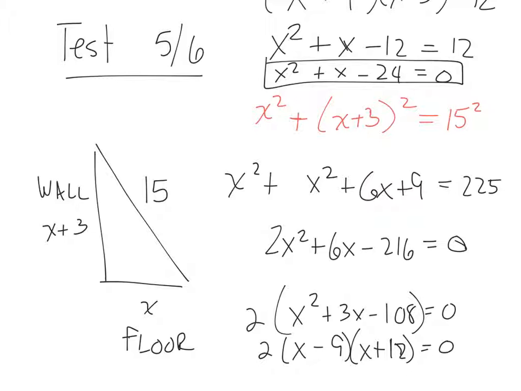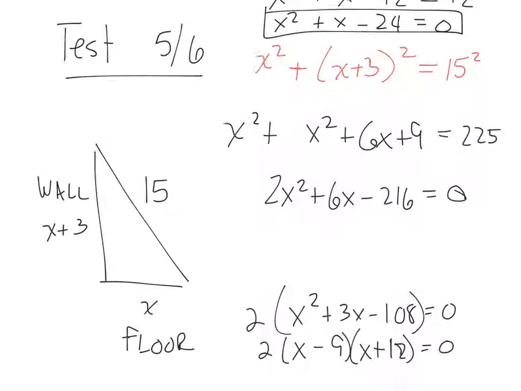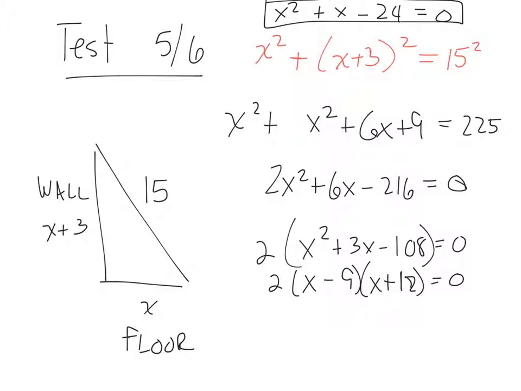These two numbers multiply to negative 108 and add up to positive 3 in the middle. So positive 9 and negative 12. Which is the real answer? Positive 9 or negative 12? Yeah, a length cannot be negative. So the base of the triangle is 9. The height up the wall is 12. I don't know which dimension it actually asked you for, but you give whichever answer it asked for.